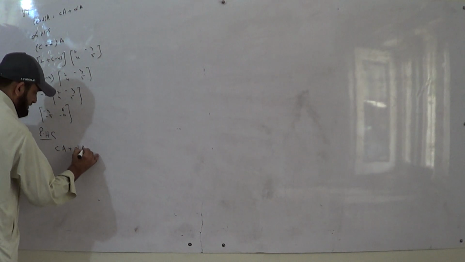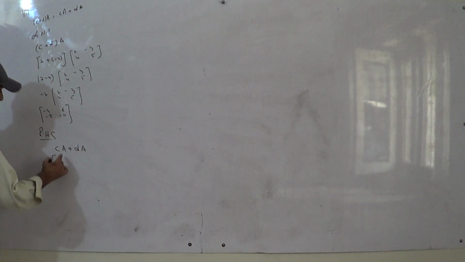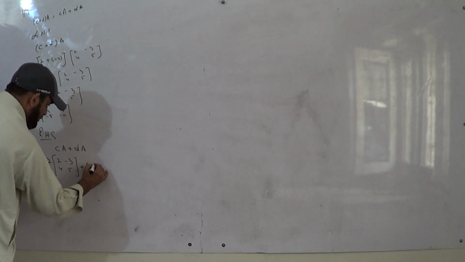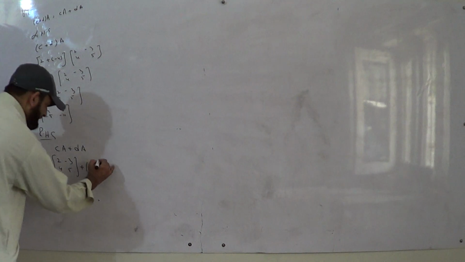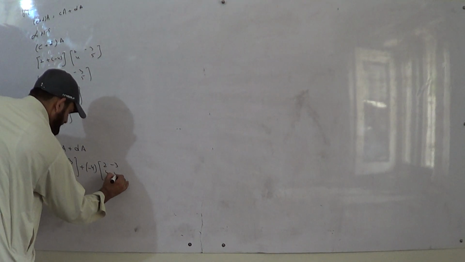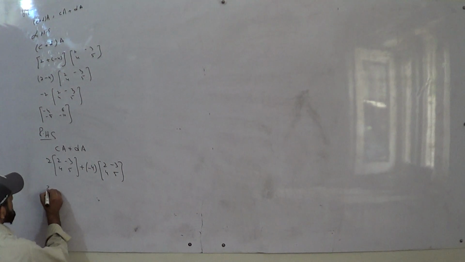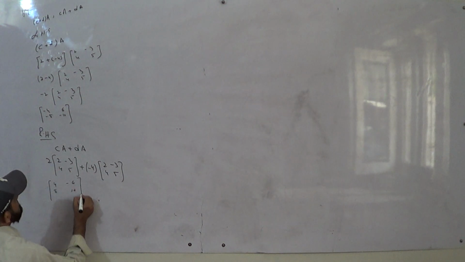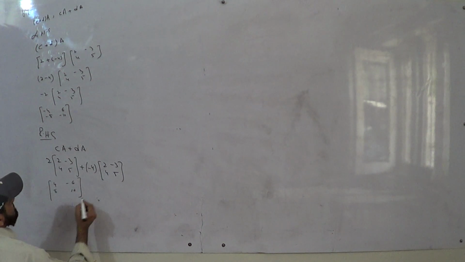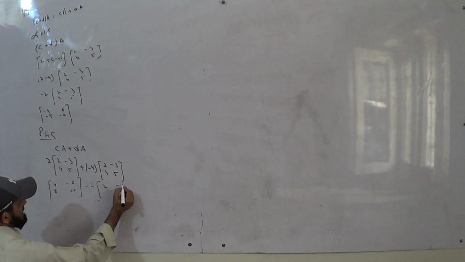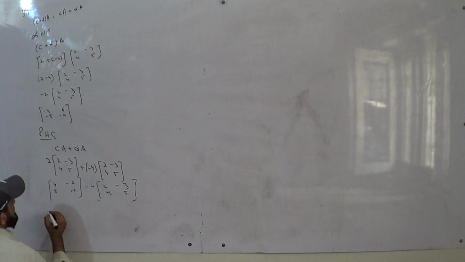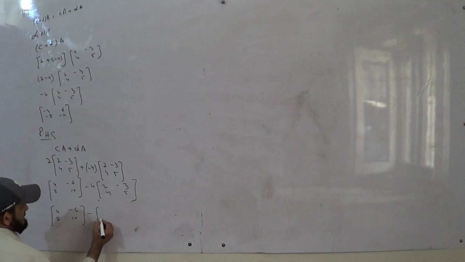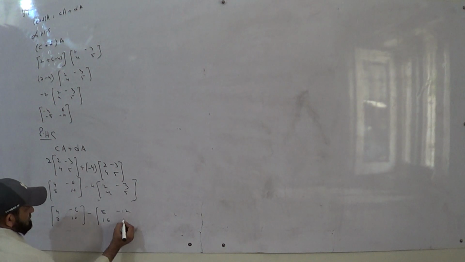CA plus DA. The value of C is 2, A is the matrix [2 -3; 4 5]. The D is minus 4, again A is [2 -3; 4 5]. Now, 2 multiply by A gives [4 -6; 8 10]. Now, minus 4 multiply by A. We get [4 -6; 8 10] plus [-8 12; -16 -20].